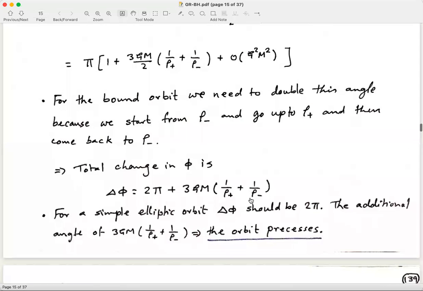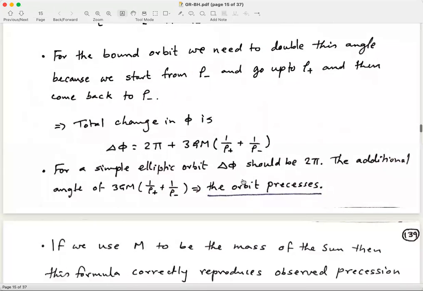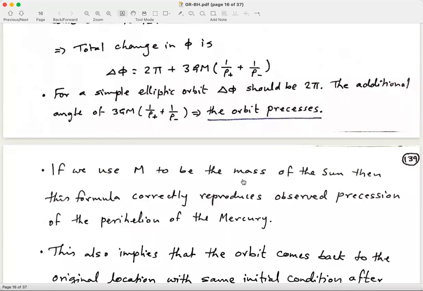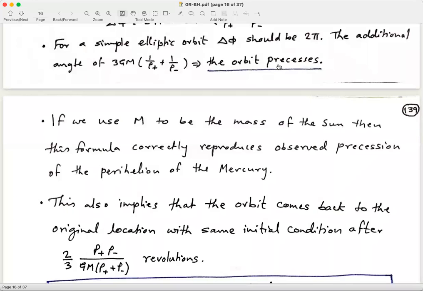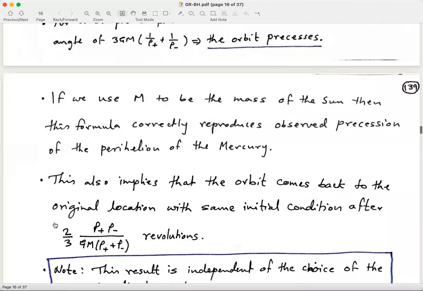Because this number is non-zero and positive, after a single revolution the orbit has actually gone a little further ahead compared to where it started in the previous revolution. Of course, the particle would come back to itself after several revolutions, so that 3 GM times (1 over rho plus, 1 over rho minus) times some number n is equal to 2 pi. That tells you that n should be equal to 2 by 3 times rho plus rho minus upon GM times rho plus rho minus. That many revolutions would bring the orbit back to itself.